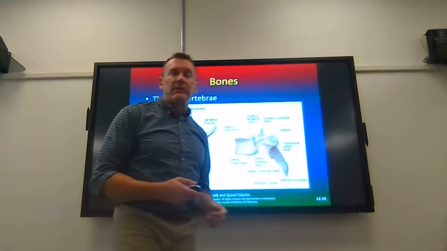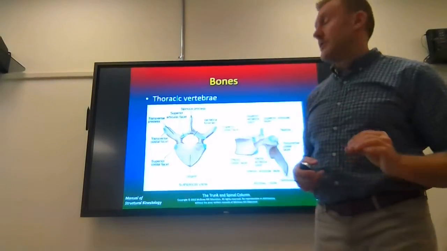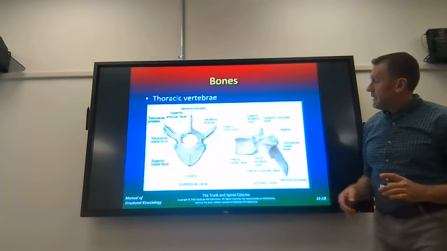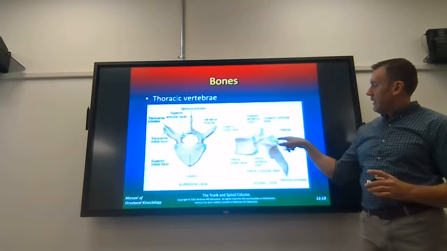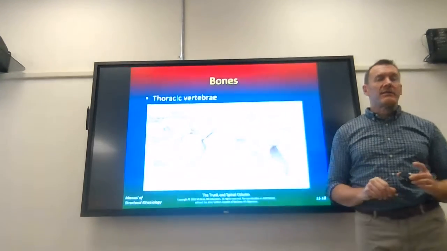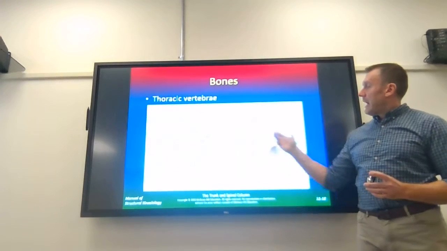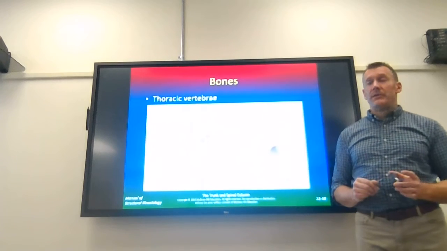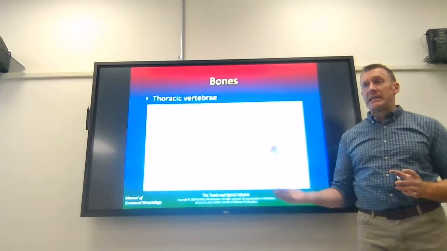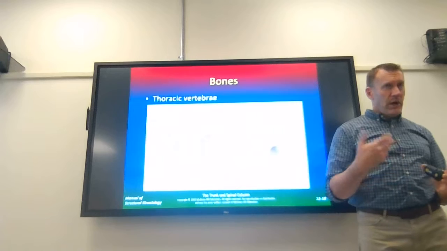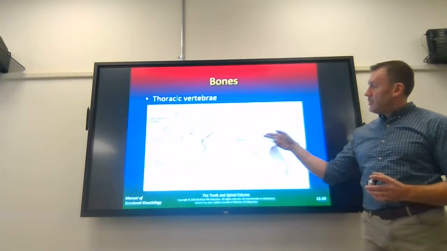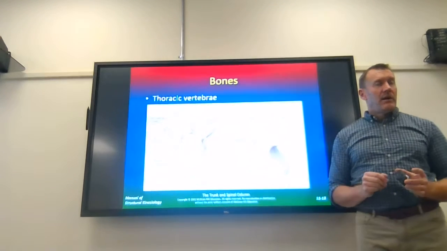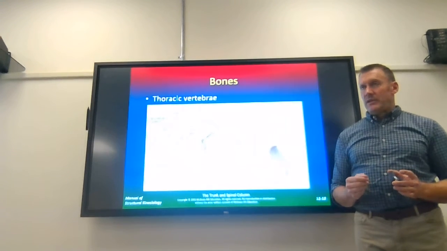Okay, so thoracic vertebrae, two distinguishing features. First one, we have these costal facets, superior and transverse costal facets. So these facets allow for attachment of the ribs. Okay, so 12 thoracic vertebrae, 12 pairs of ribs, all the ribs taper around and have two attachment points on each side of these thoracic vertebrae.